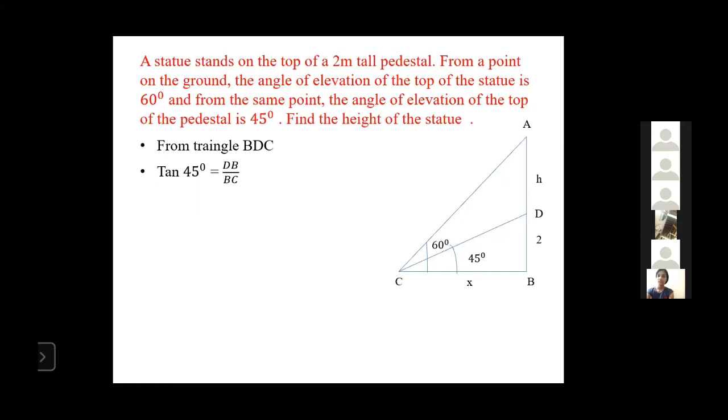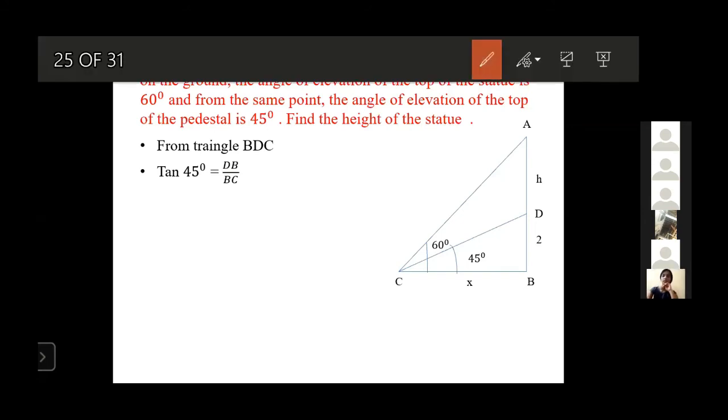Now we take triangle BDC. For the angle here, 45 degrees, BD is the opposite side and BC is the adjacent side. So here we take tan. Tan 45 is equal to 1, and tan 45 is equal to BD by BC.